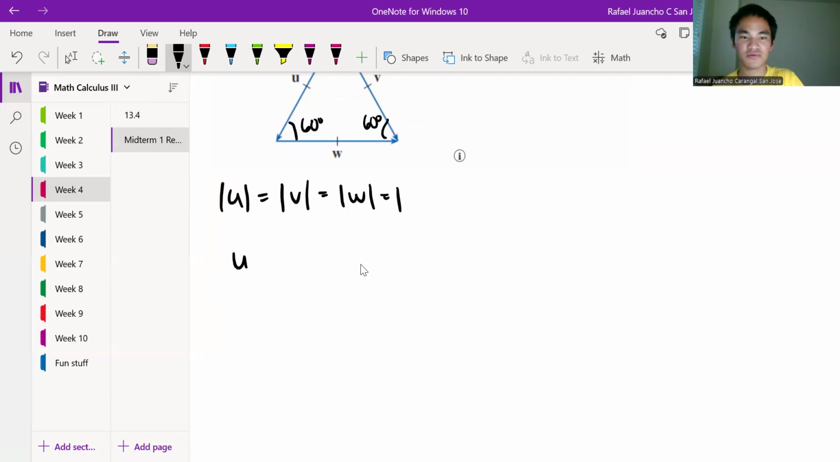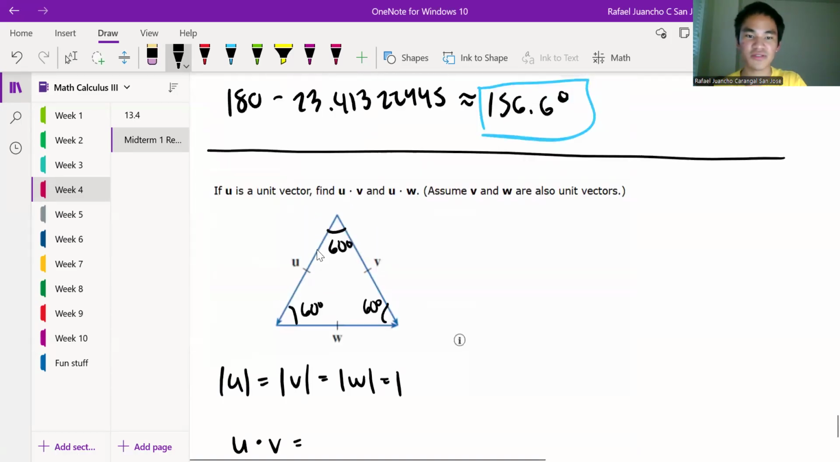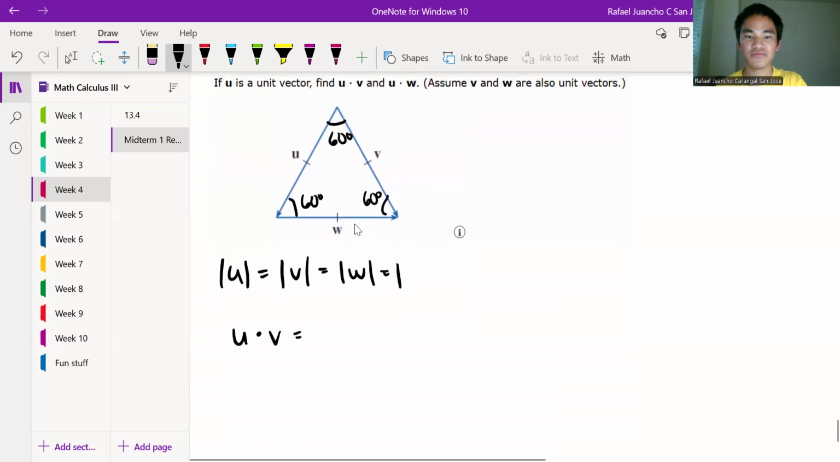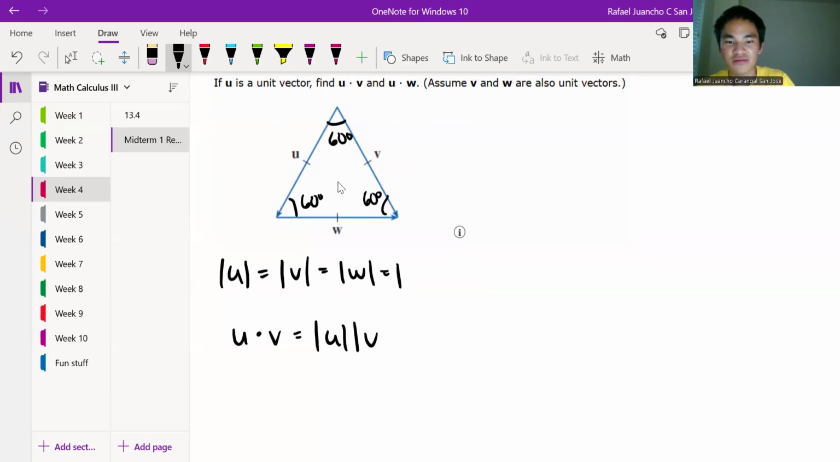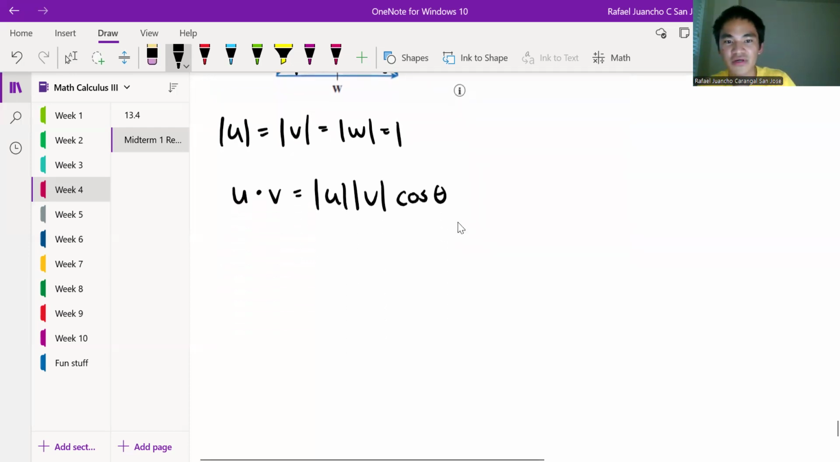Okay, let's look at the dot product of these two things, U and V. Is there a way to figure out how this works? Oh, we can use the angles, because we're given angles, so we might as well use this, right? And we know the dot product.